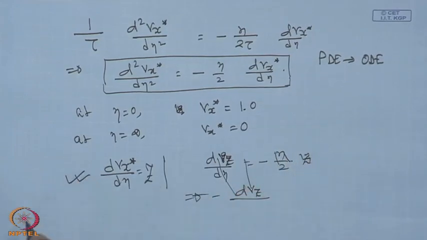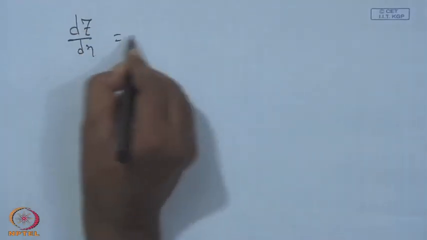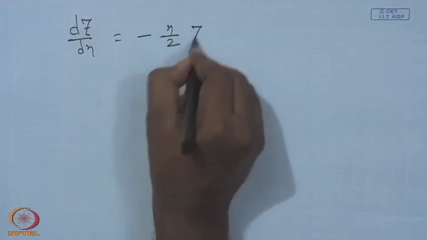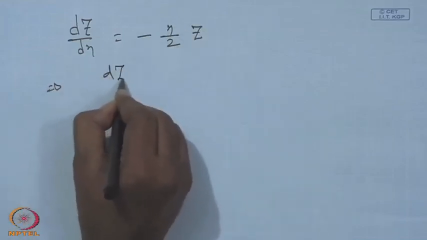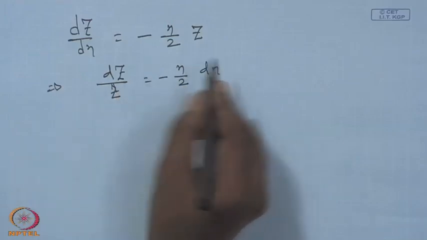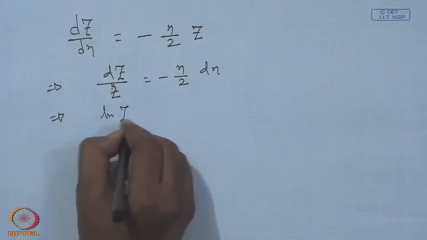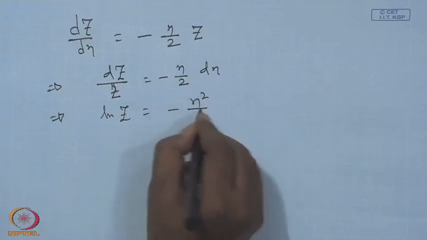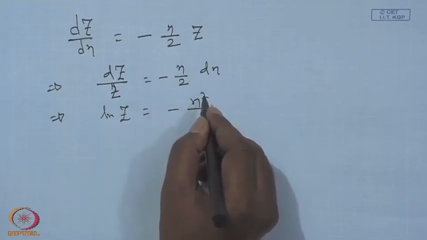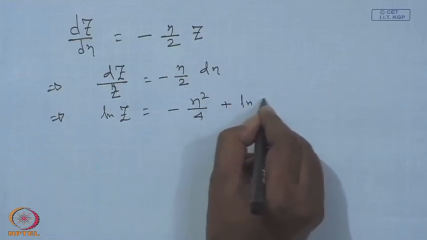So, we define d v x star d eta is equal to z and express this equation in terms of z. If we do that, what we will be getting is d z d eta is nothing but minus eta by 2 z. So, d z by z is nothing but minus eta by 2 d eta. Integrate this out. So, this becomes ln z is equal to minus eta square by 4 plus some constant, let us say that constant is ln k 1.